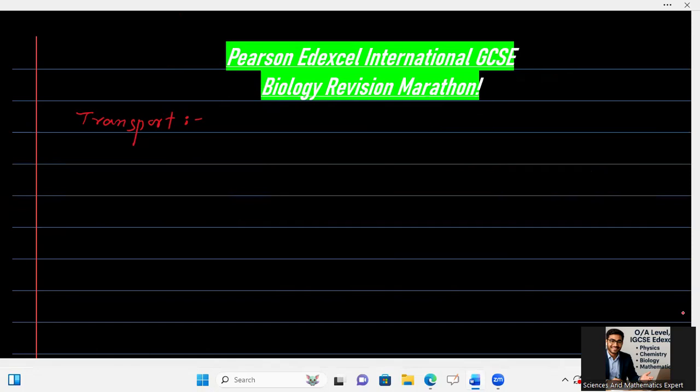In case of plants, we know there are two main structures in the vascular bundles, xylem and phloem. Xylem is used for the transport of water and mineral ions from the root to the leaves. It flows upward only, and remember that xylem is made up of dead cells.